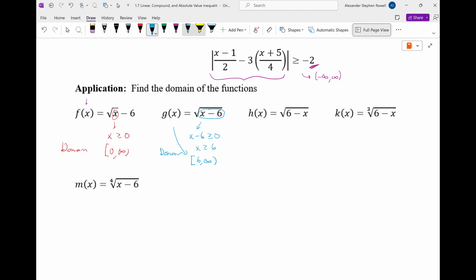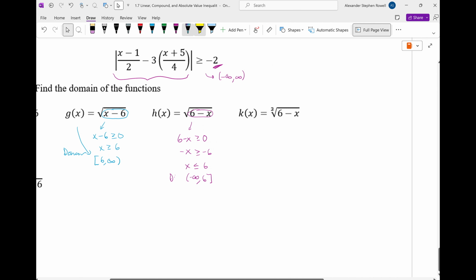The domain of h is slightly different here. That is all the values for which 6 minus x is greater than or equal to 0. You take the entire expression under the radical and set it greater than or equal to 0, and you solve. So we subtract 6 from both sides, and we multiply by -1. So we flip the inequality. So in this case, we're saying all the values of x that are less than or equal to 6. In other words, the domain is from negative infinity up to 6, including 6.